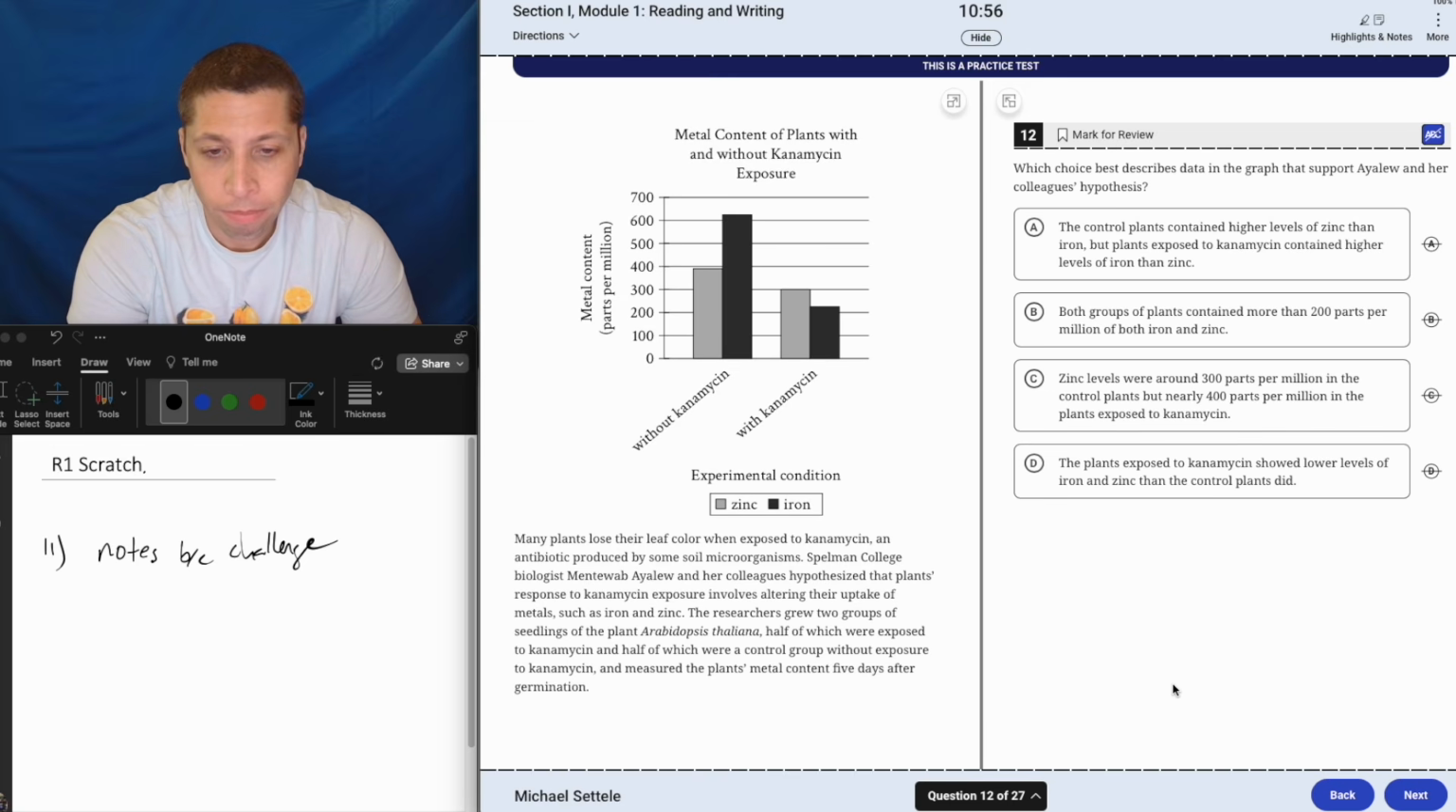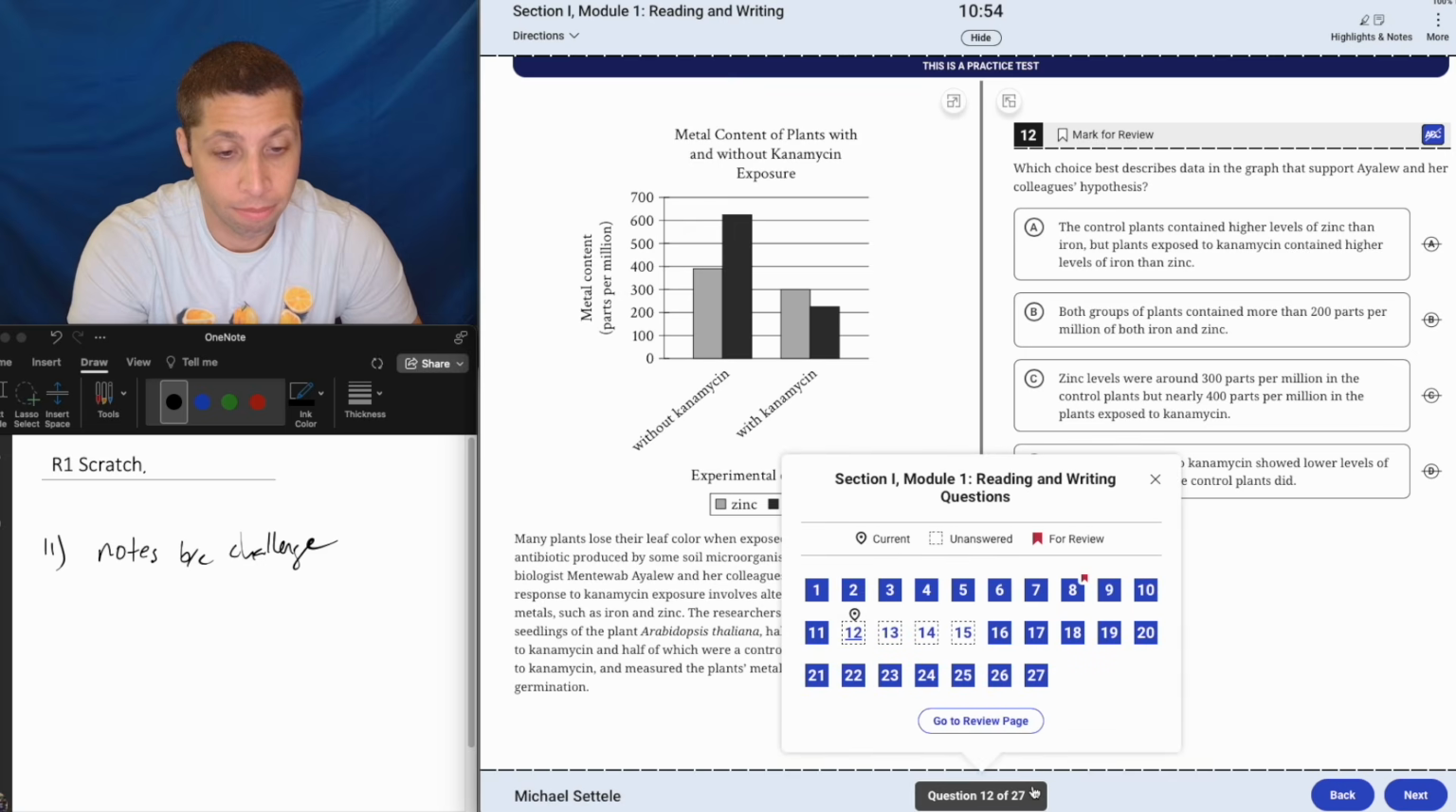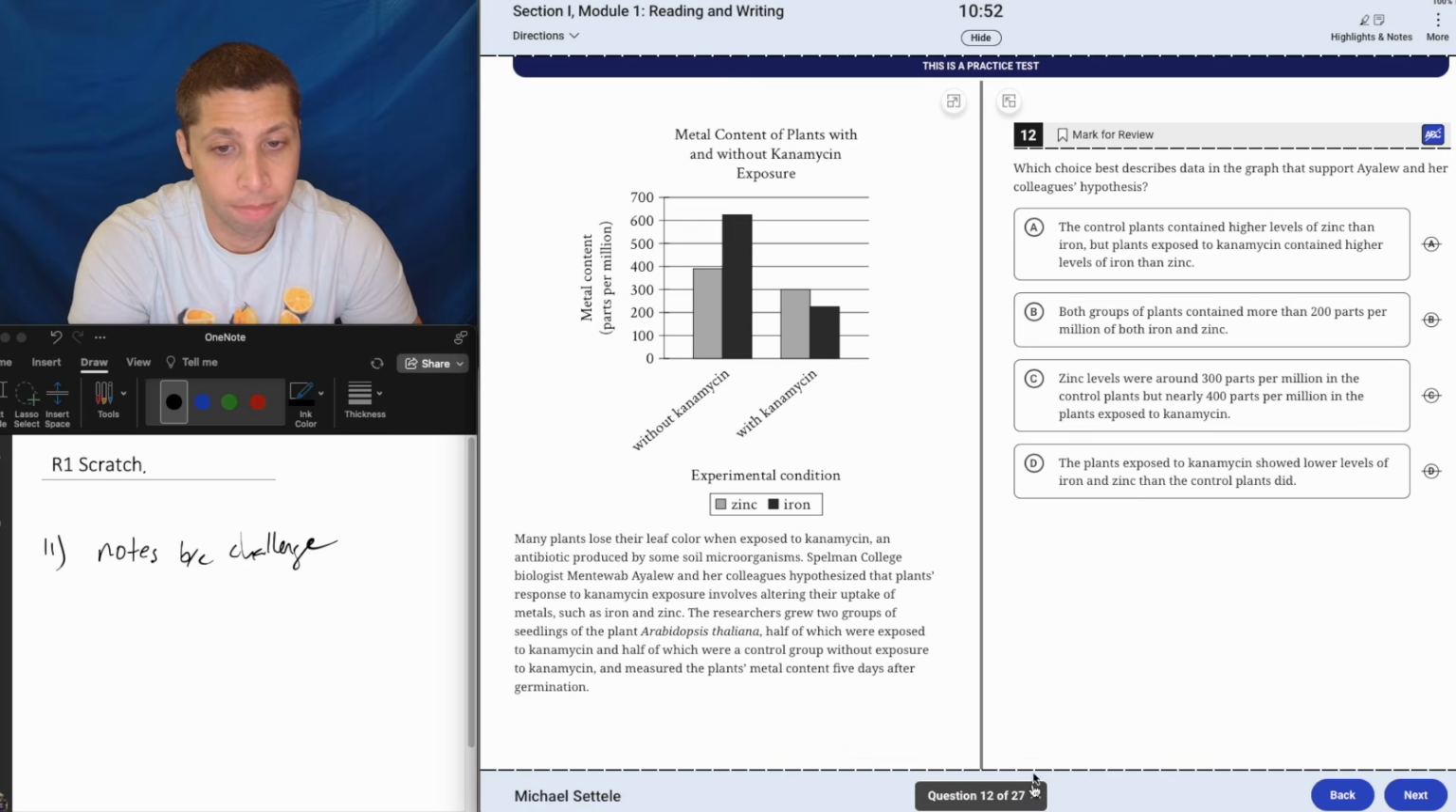Okay. Yeah, we got a lot of time. And this looks easy. This is a very easy looking chart graph.